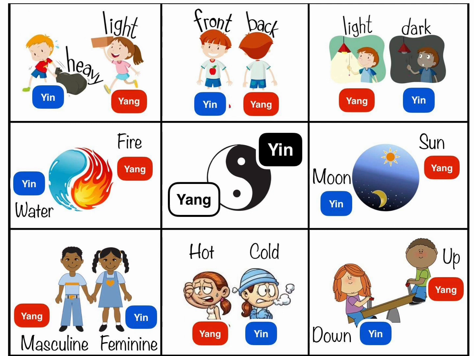The ideal scenario is for yin and yang to be perfectly balanced and each have an equal share of the whole. When this happens, there is harmony and equality in the world.